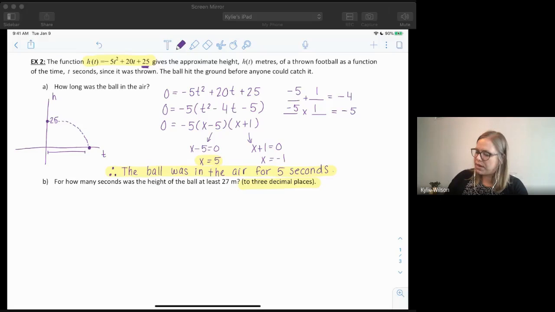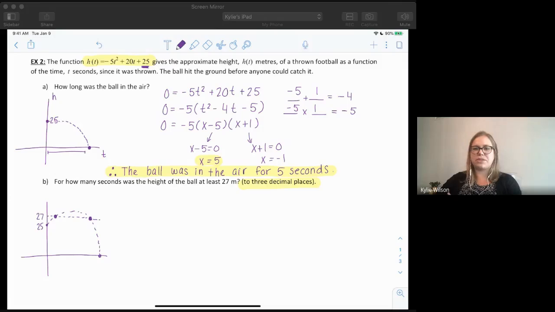So we want to figure out when the height is 27 meters. On my graph, my ball's thrown from 25. It goes up and over like this. And at 27, it's going to hit the graph 2 times. So I want to figure out how long that time interval is. So let's figure out when the ball even hits 27. We're going to sub in a height value of 27 meters.